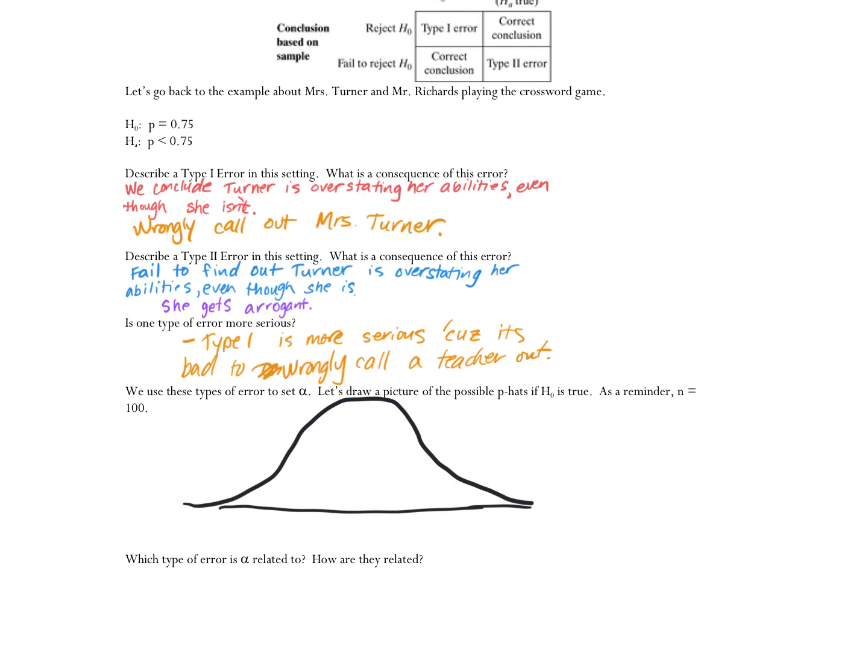Well, what do I know about the null hypothesis? What is it? 0.75. All right, and this graph we're graphing is of all the possible p-hats, right? Every time I take a different sample, those p-hats are going to be all over the place, yeah? What do I know about the mean of those p-hats?